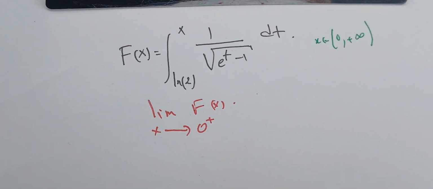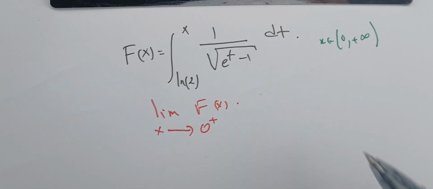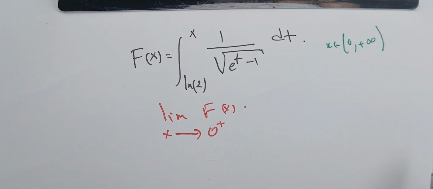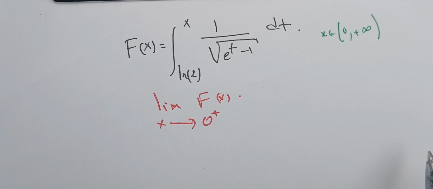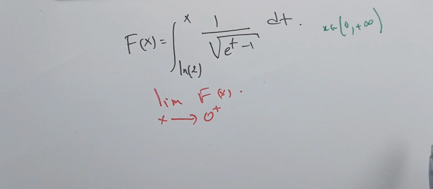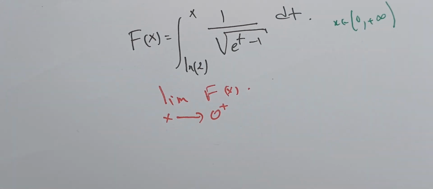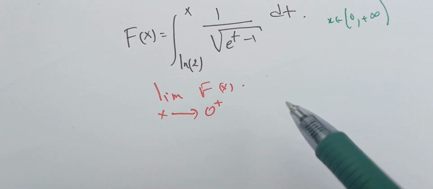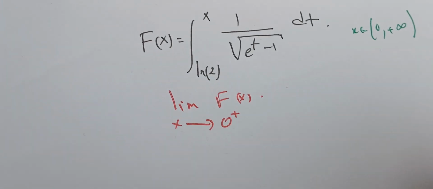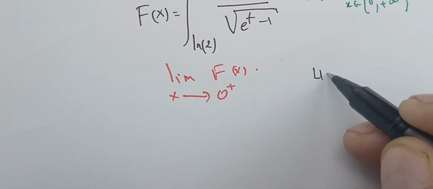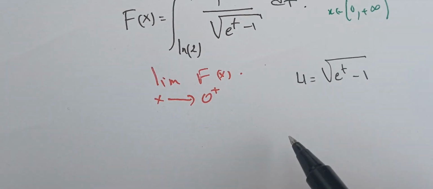One way of finding this limit is to find the primitive. We can find the primitive of our function by using a change of variable, and the easiest way is to get rid of the square root in the fraction. That's why we're going to use this change of variable. We're going to let u be the square root of e to the power t minus 1.